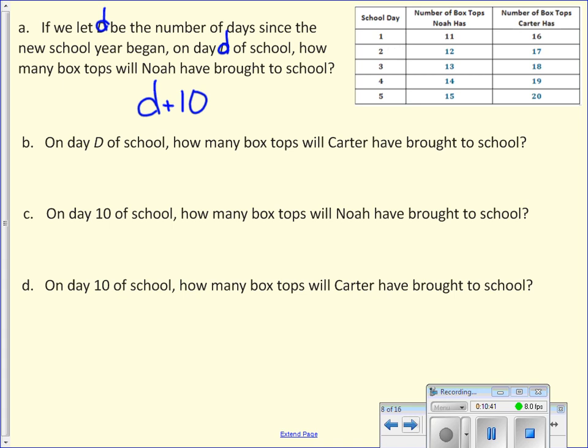On D days of school, how many box tops will Carter have brought in? What's the formula for Carter? Right.